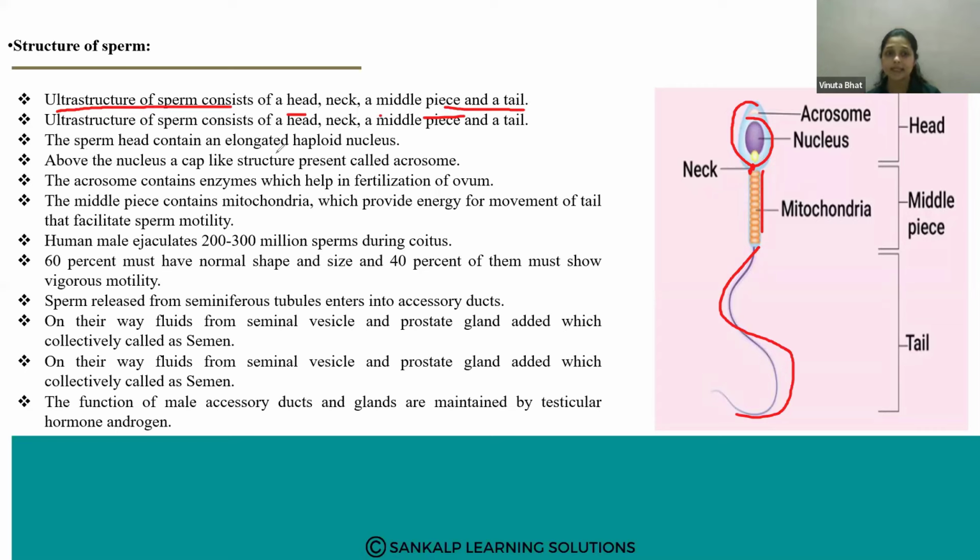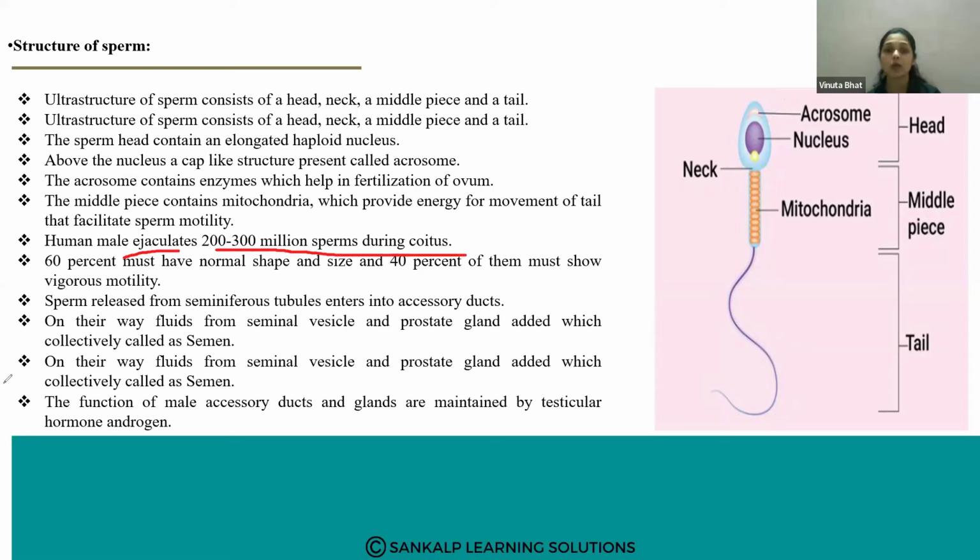The sperm head contains the elongated haploid nucleus. The nucleus is present in the head region, and above the nucleus is a cap-like structure, the acrosome. Here you can see the cap-like structure, the acrosome. This acrosome contains enzymes which help in fertilization with the ovum.